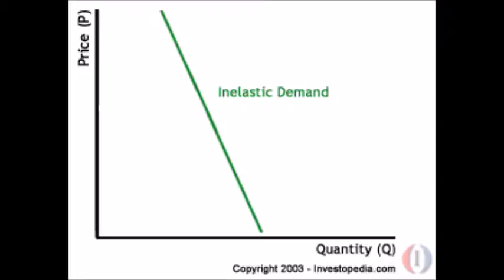When the opposite occurs, a large change in price results in relatively little change in quantity demanded. If the price of the good doubles and quantity demanded falls by less than half, the good is said to be inelastic. Inelastic goods include items that have few substitutes. A great example of this is salt.